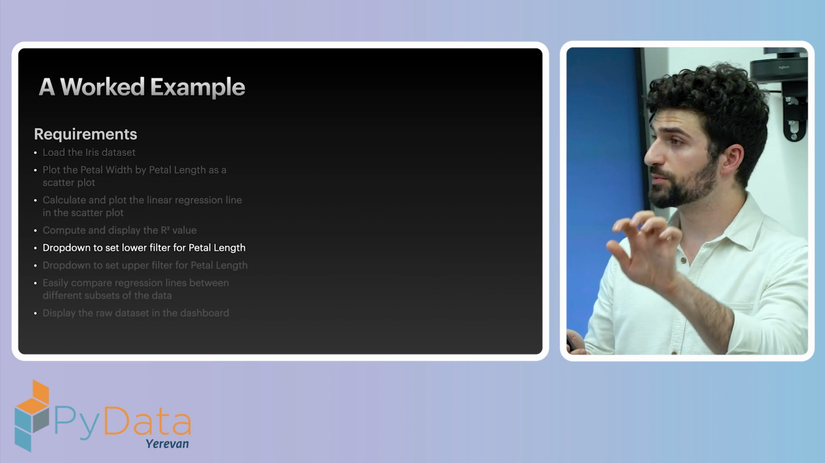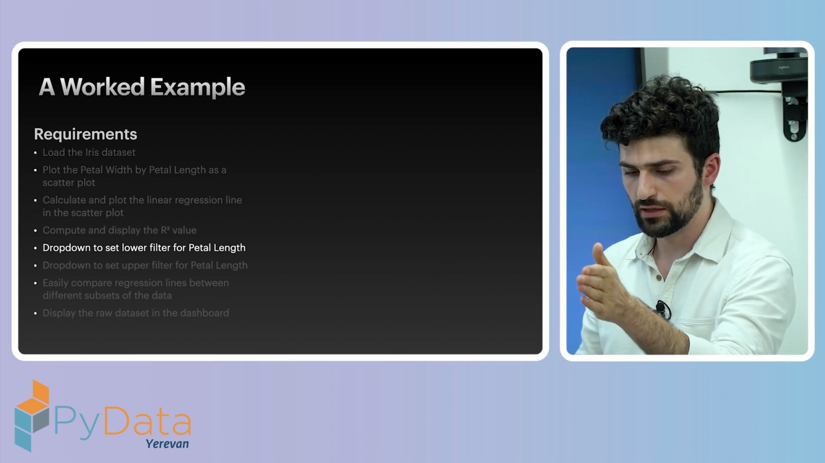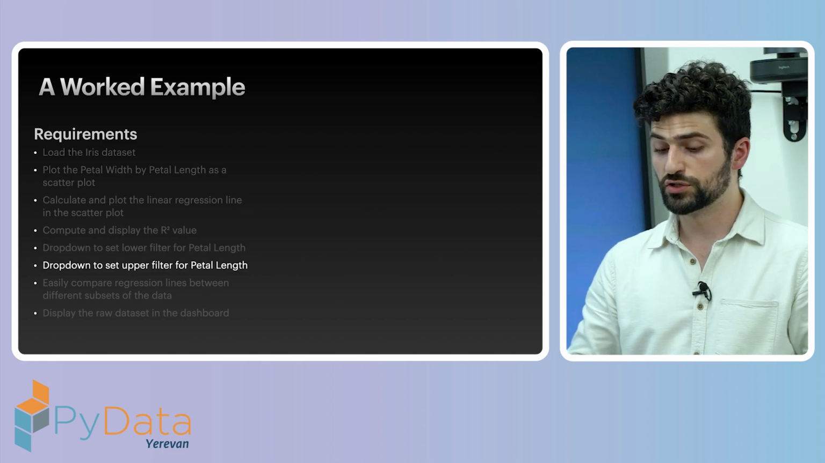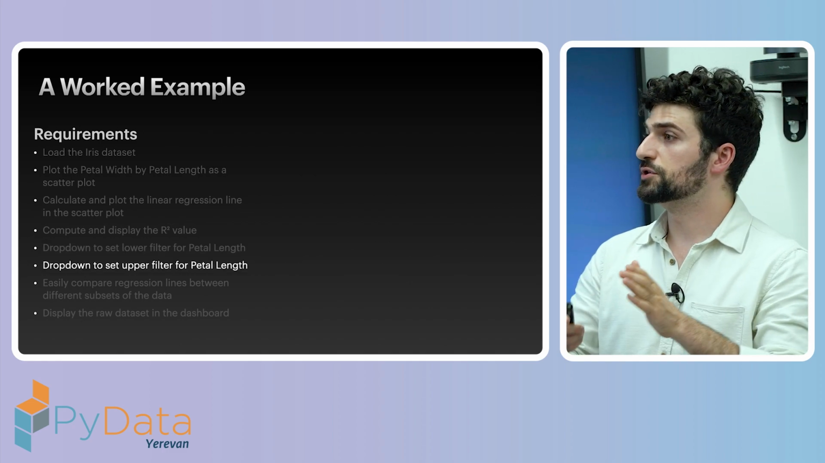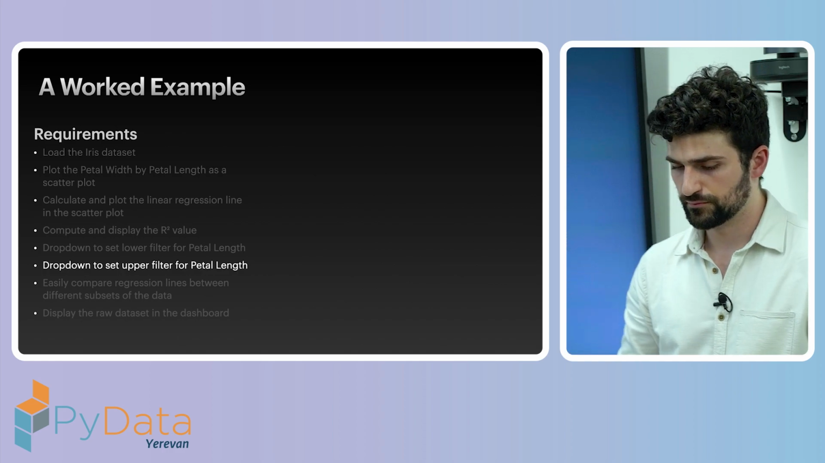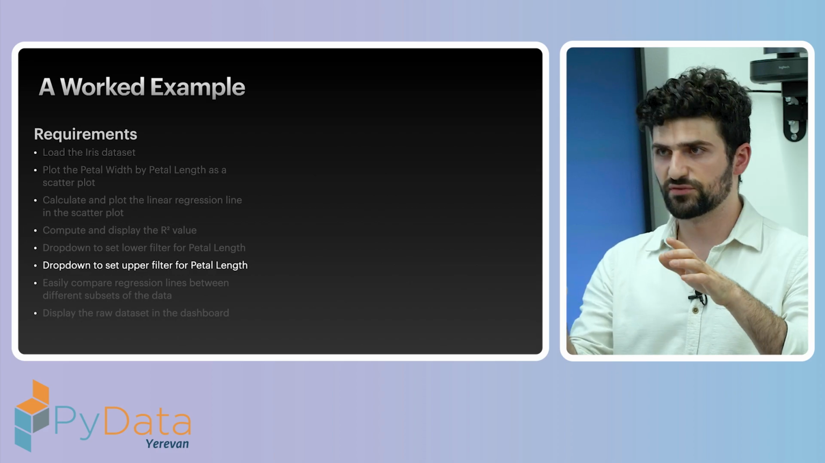I want a drop down so that I can filter the lowest, basically filtering for the lowest petal length. And then I also want to filter the highest petal length as well. So I want to explore regression lines with this filtering.